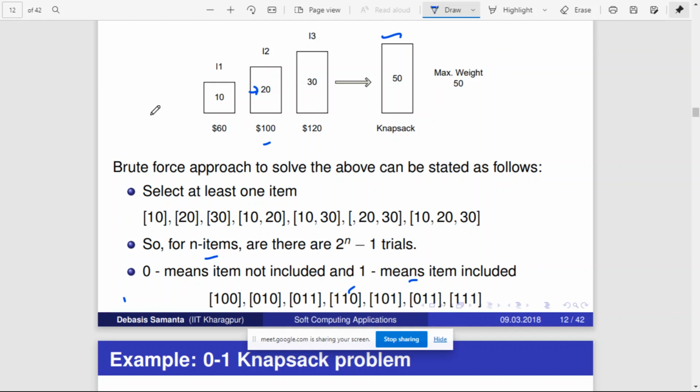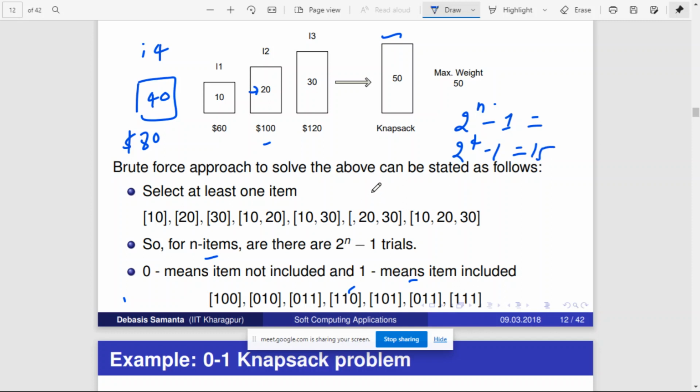So if another item is also available, say I4 of size 40 kg, and its cost is say $80, then you have 4 items. To represent these 4 items, totally 2 to the power n minus 1 combinations are available, where n is 4. 2 to the power 4 minus 1 is 15. So now what will be the initial population?